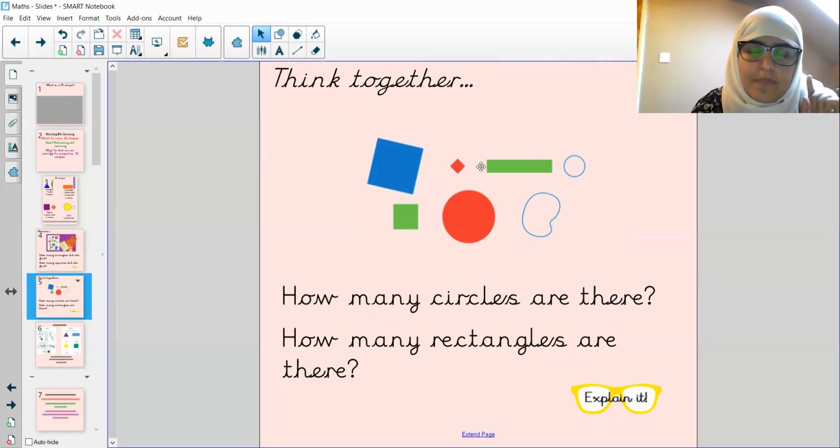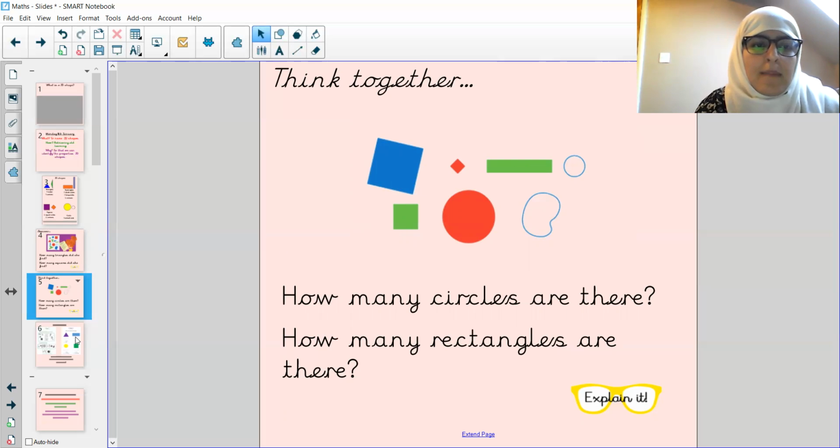So let's look again. A rectangle has four corners, two long sides and two short sides. Well done. So 1, 2, 3, 4 corners. That's one check. Perfect. 1, 2 short sides. Perfect. That's another check. 1, 2 long sides. Perfect. So that is a rectangle. How many rectangles are there? There is just that one rectangle.